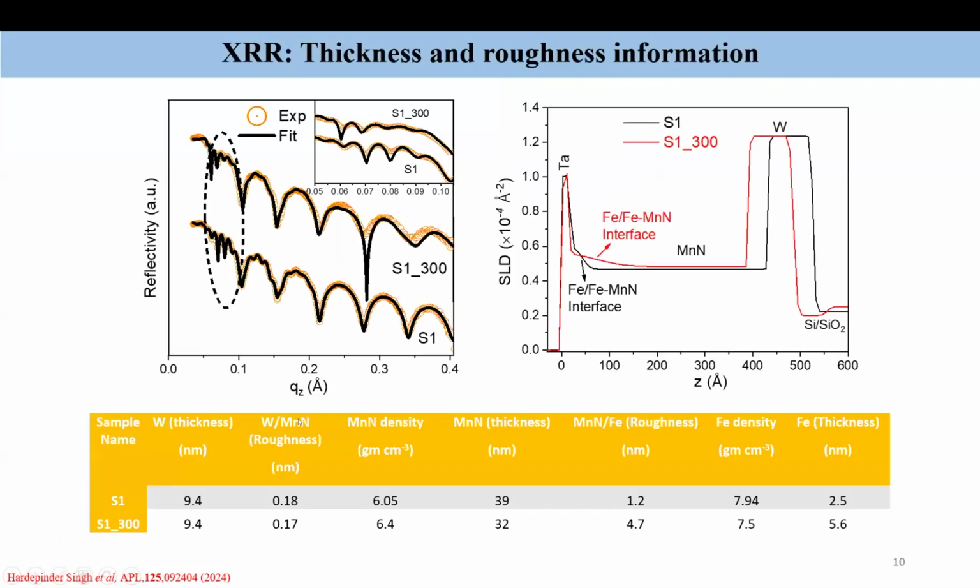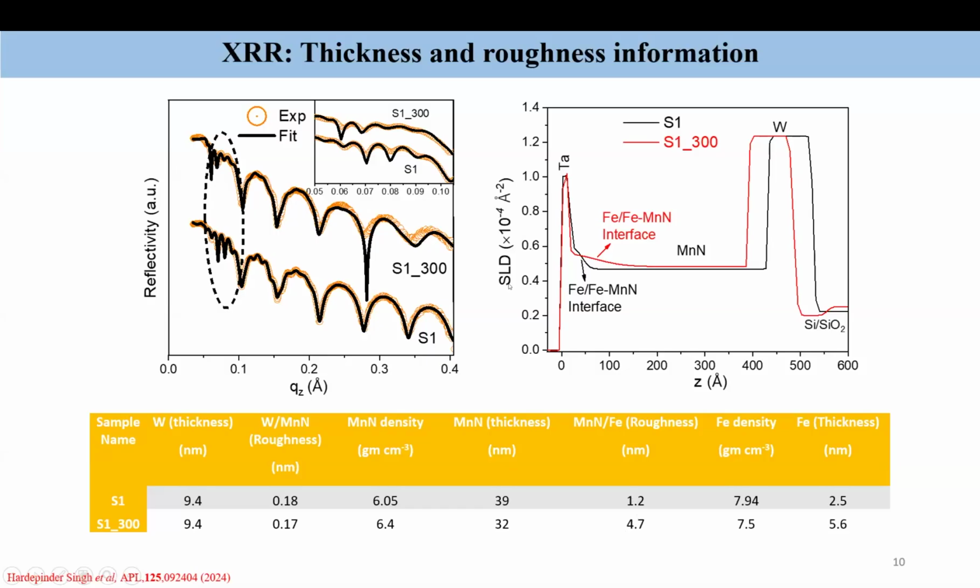Further, we examined thickness and roughness using X-ray reflectivity, and as you can see in the figure, from 0.05 to 0.8, for the sample S1300, which is the annealed sample, the amplitude of the Kiessig fringes gets a little bit lesser due to the increase in the interface roughness, which is also corroborated by the simulation of X-ray reflectivity. As you can see, there's a 4-fold increase in the roughness.